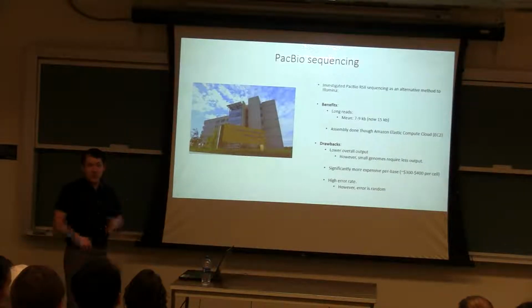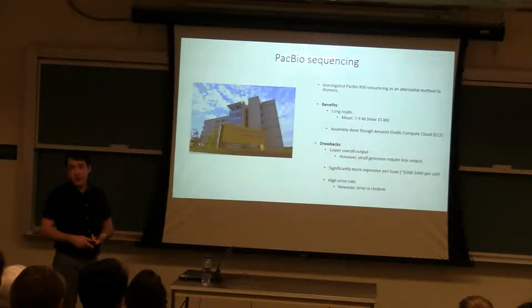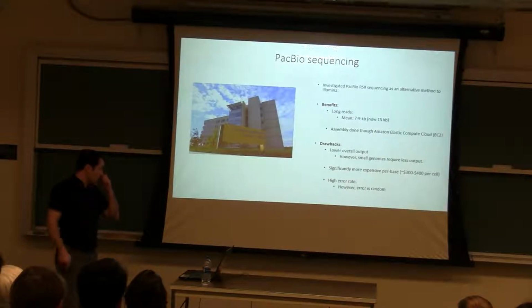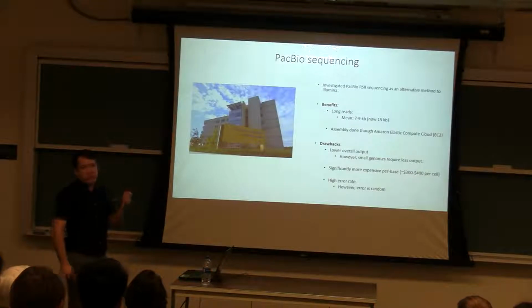The drawbacks to PacBio generally, in case you're not too familiar with the sequencing stuff, so there is lower overall output. So this isn't great for every purpose, right? It's much more expensive per base than Illumina. In my case, since my genomes are small, I don't actually need that much output to get decent coverage, right? So this works well for me. Also, the error rate's pretty high, around 10%, but the error is random, so as long as you have sufficient coverage, you can wash out the error, right?